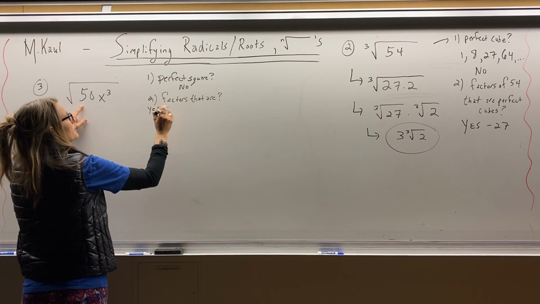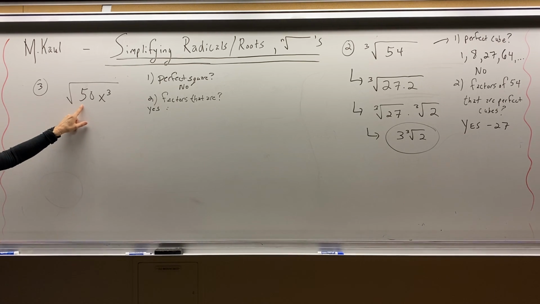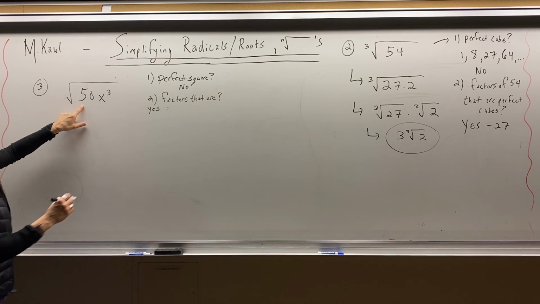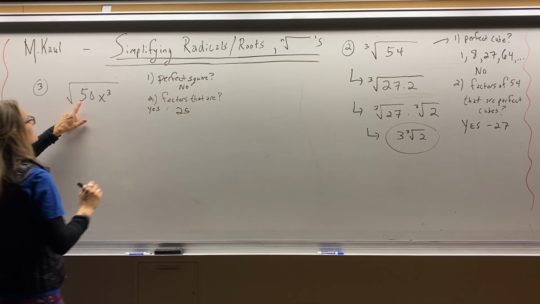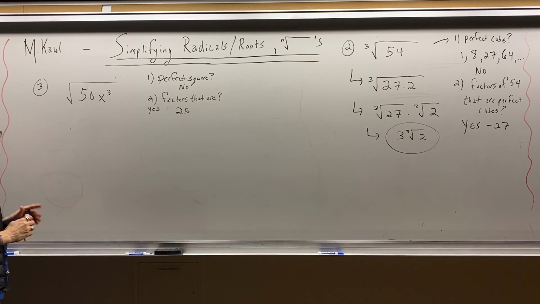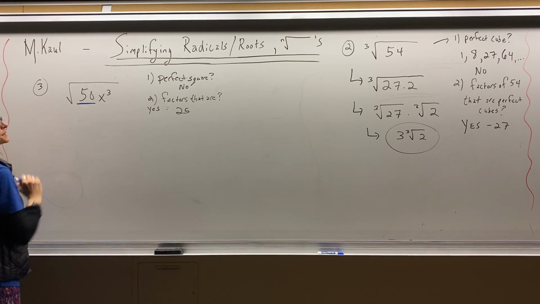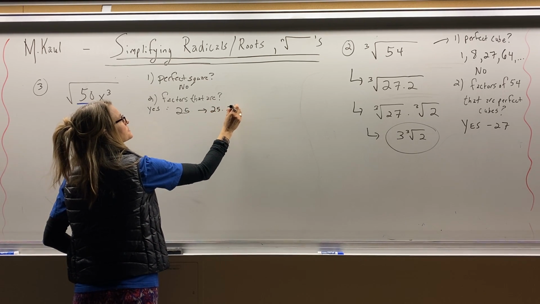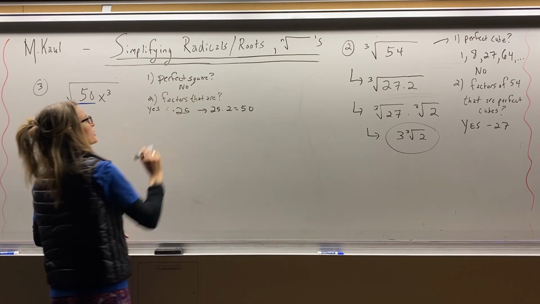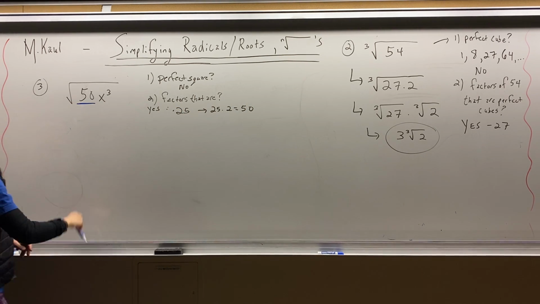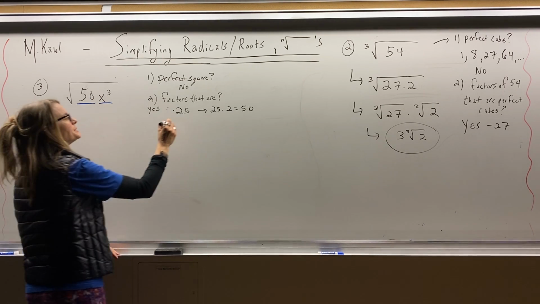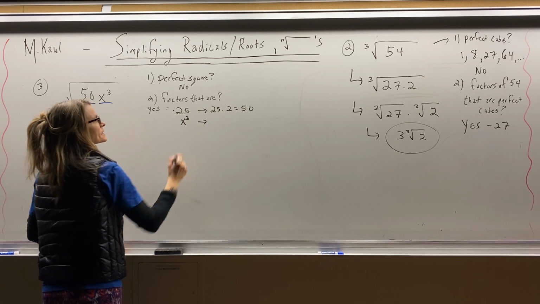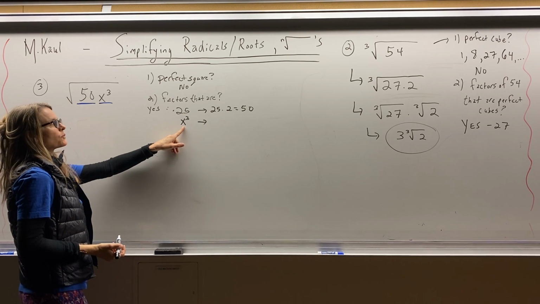We're looking at perfect square numbers again. So we have 1, 4, 9, 16, 25. And 25 is a factor of 50. But that's not the only piece we have to look at. Now we have to look at the next piece. So we're going to look at the number part first. So 25, because 25 times 2 gives you 50. Then next we want to look at the variable part and break that part down. What about x cubed? Well, x cubed works.